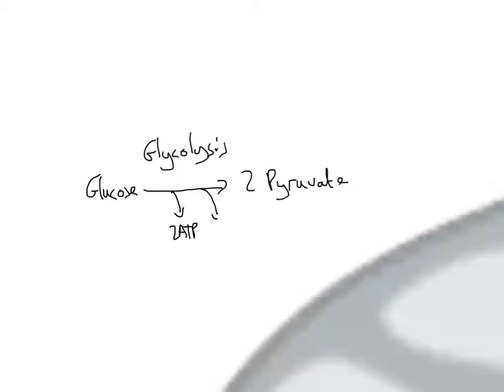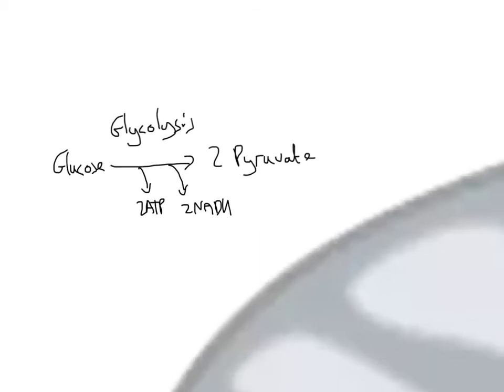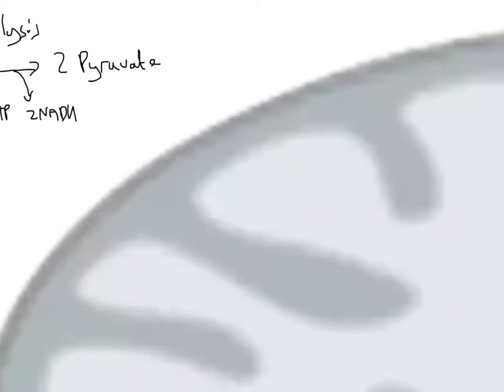Now, during glycolysis, we take a glucose molecule and we convert that into two pyruvate molecules. And coming out of this reaction, we have 2 ATP and 2 NADH. Now from there, the pyruvate moves into the link reaction.